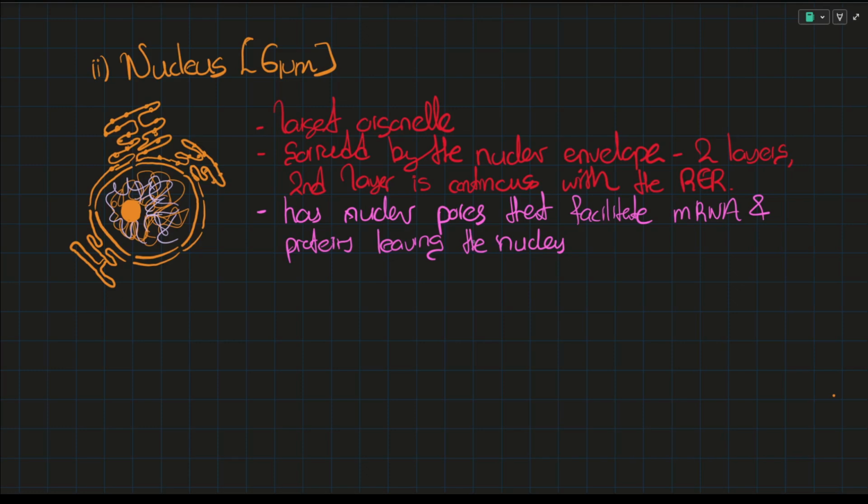mRNA and proteins leaving the nucleus. Switch to a different color and I'm going to give you the final point. What do we have inside the nucleus? We have something known as the nucleolus. The nucleolus is only 0.5 micrometers in size, obviously much smaller than the nucleus.